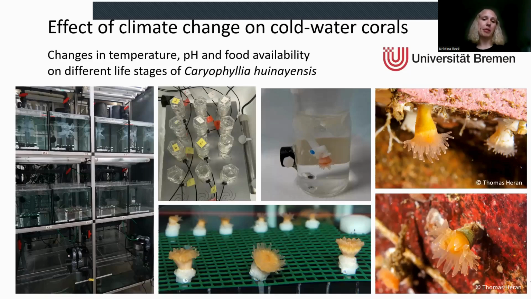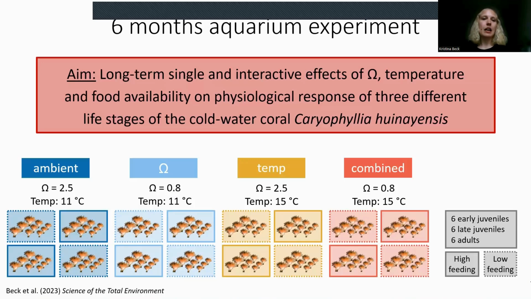And I thought it would be really interesting to not only look at the effect on adult corals, as most studies so far do, but also take into account potential effects on different life stages. So that's what I've done for this experiment. This experiment was run for 6 months in total, and I looked at the single and interactive effects of changes in aragonite saturation, temperature, and food availability.